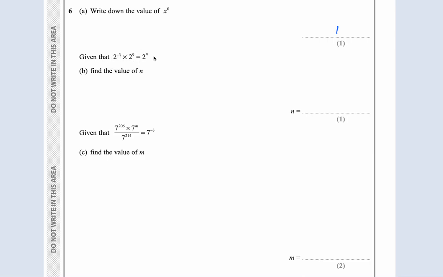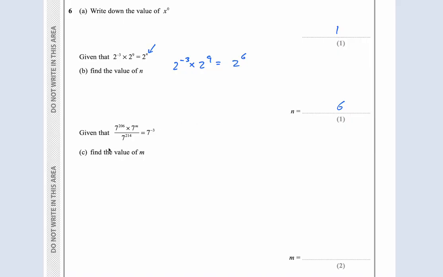Okay, guys, students often find it confusing when they see an n. Forget the n. It's just 2 to the minus 3 times 2 to the power of 9 is equal to 2 to the power of minus 3 plus 9, which is 6. 2 to the power of 6. So what's n? 6. That's it.